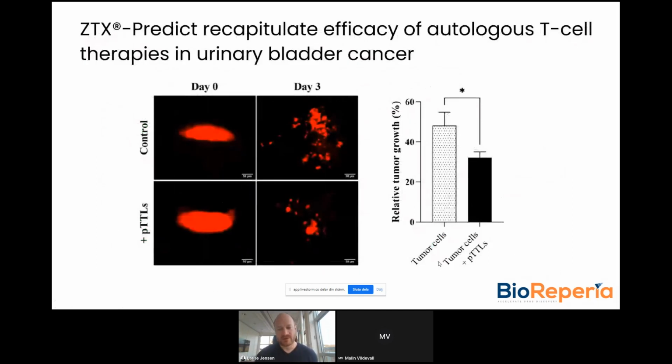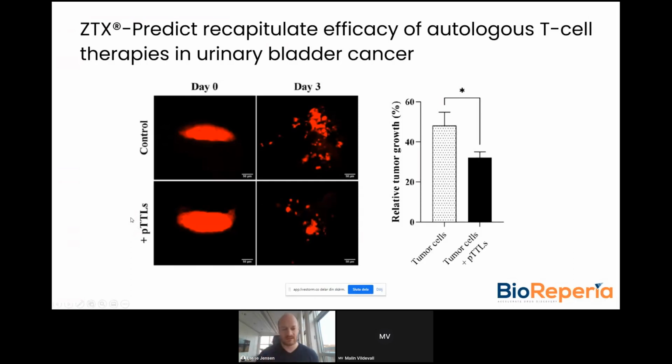Now, at Bioreperia, we have done 3 studies taking these aspects one step further. In one study, together with a pharma company from Stockholm, we have looked at tumor-trained lymphocytes from a patient, that is T cells isolated from a cancer patient and trained with tumor neoantigens to be activated against the tumor.